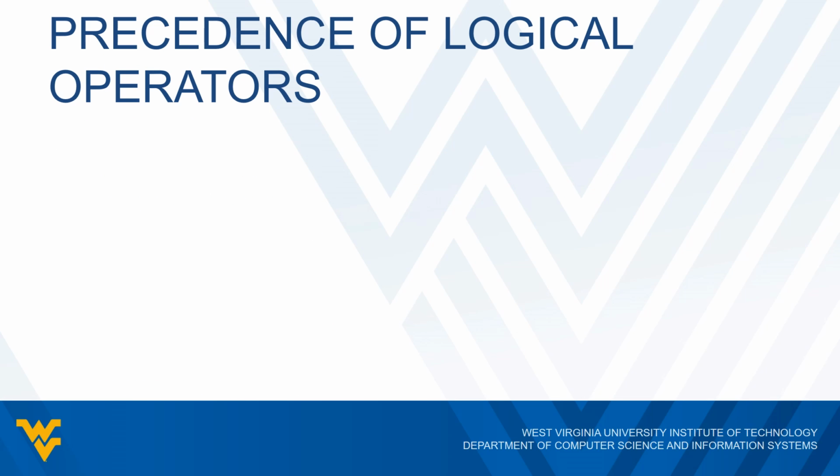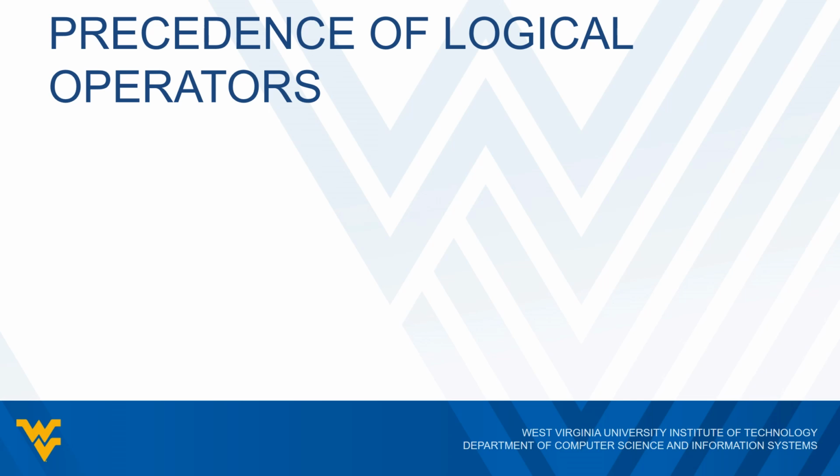Now, since we have these different logical operators, there is a precedence of these operators. What I mean by that is, let's say I have several of these operators in a single expression, which one gets evaluated first? Is it just whichever one's on the left, whichever one's on the right? But there is a priority system set up as far as which ones get evaluated before others.